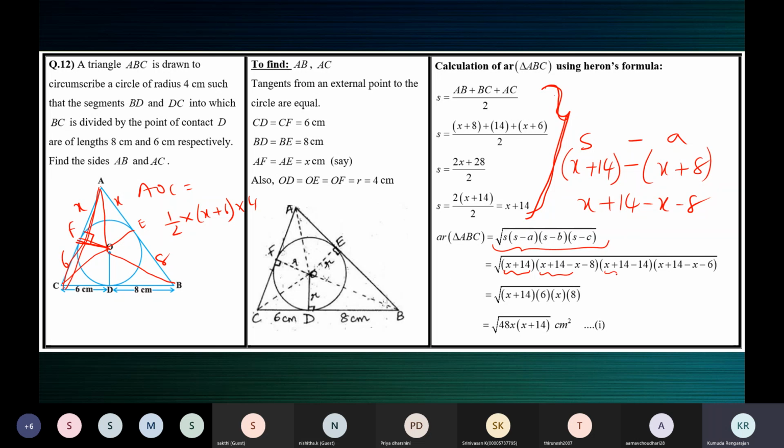S minus B: this is S, minus B, minus 14. This is A, this is B, this is C. And S minus C. What is S? S is x plus 14, minus C, minus x plus 6. So x plus 14 minus x minus 6.